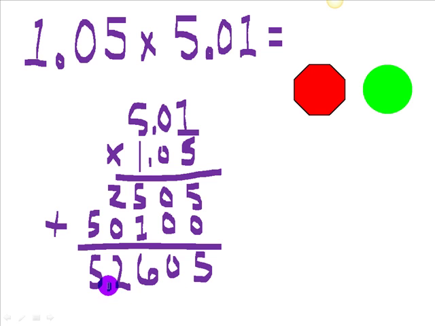Now I'm going to check to see if that answer makes any sense. It's always a really good idea to check to see if your answer makes any sense. Well, this is just number 1 or slightly larger, and this is just number 5 and slightly larger. 1 times 5 is 5, so I'm going to get an answer a little bit larger than 5. And I come down here and yes, 5.2605 is slightly larger than 5, so it must be that I placed the decimal in the right place, and it looks like it's a good answer.